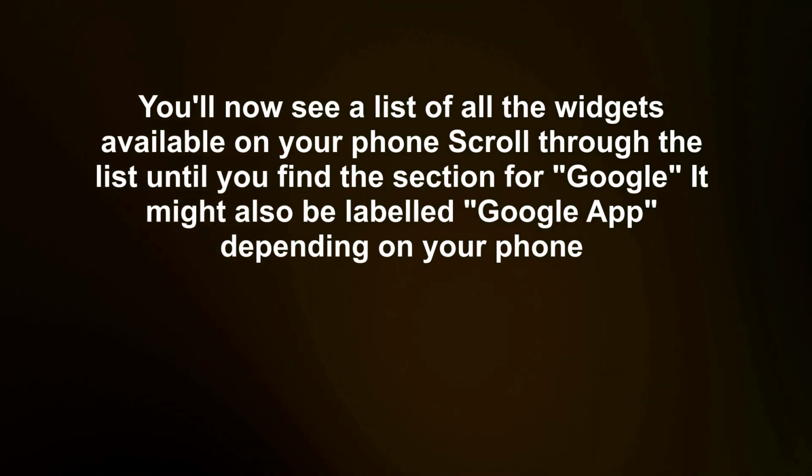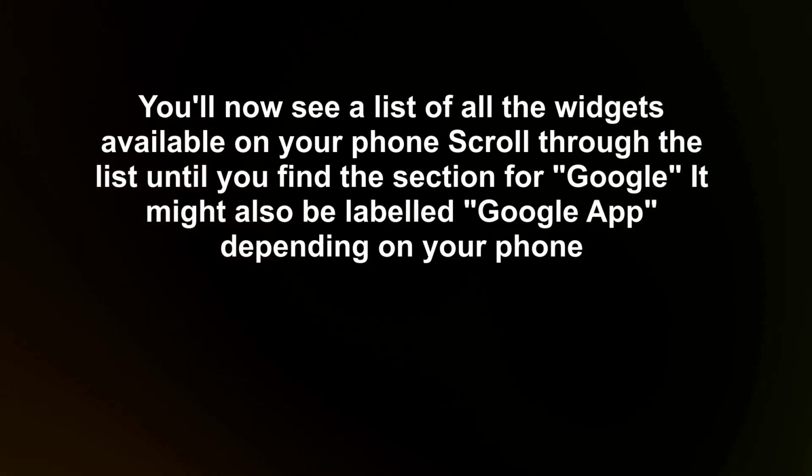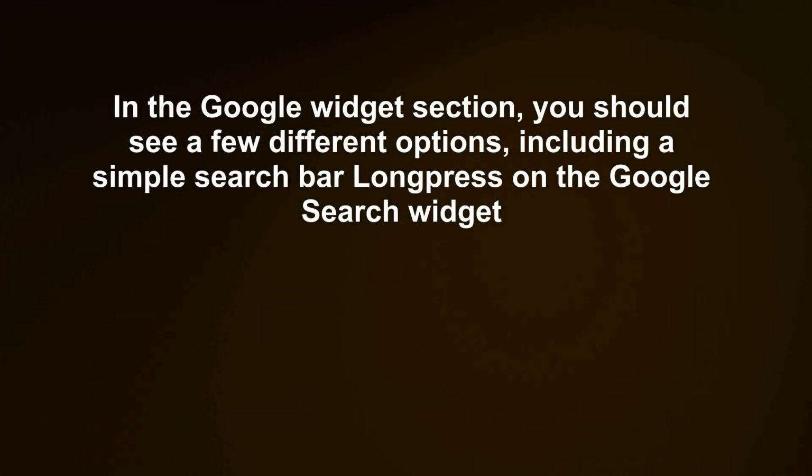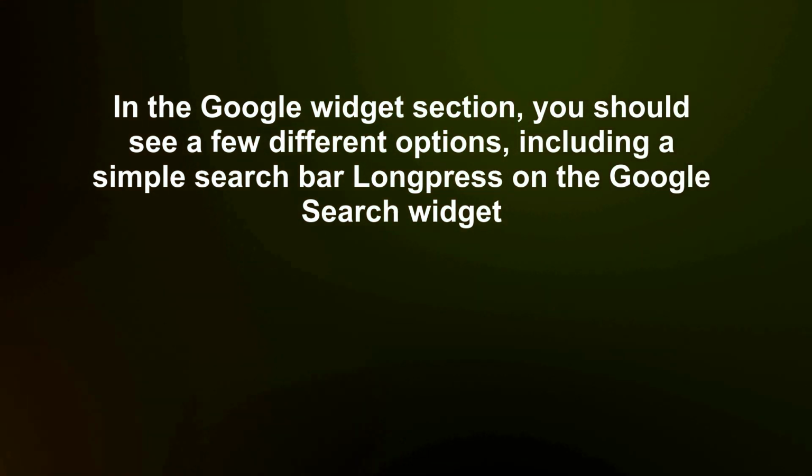Scroll through the list until you find the section for Google. It might also be labeled Google App depending on your phone. In the Google Widget section, you should see a few different options, including a simple search bar. Long press on the Google search widget.